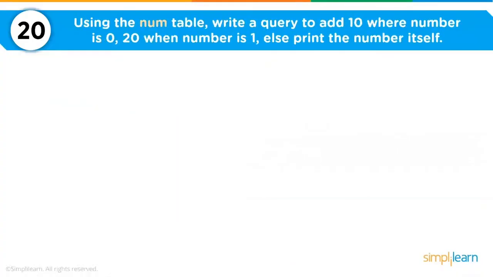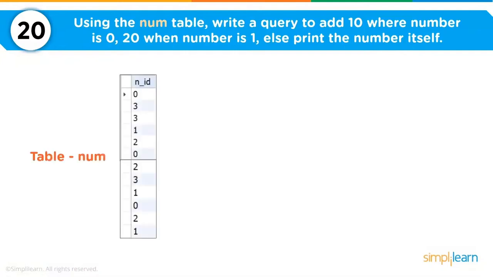The question is, using the num table, write a query to add 10 when number is 0, 20 when number is 1, else print the number itself. So you can see here I have my table called num and it has just one column which is num ID or number ID. We have some numbers here and from these numbers I want to add 10 if the number is 0, 20 if the number is 1, else I would print the number itself.